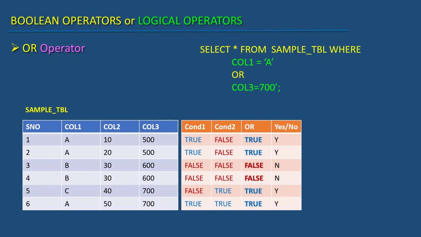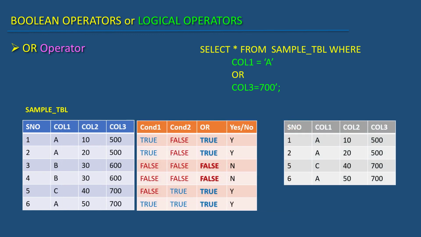So remember, even if you have many conditions joined by multiple OR operators, its final result will be false only if every condition is false. Even if one condition turns out to be true, then it will result in a true for the overall comparison of that row. And the final result will be the rows 1, 2, 5 and 6.